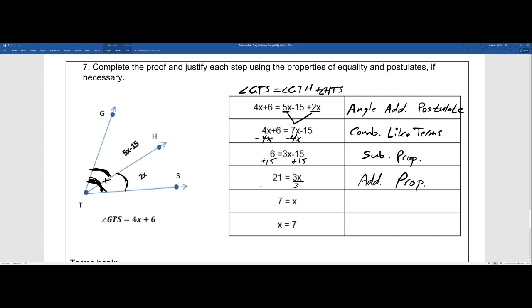Lo and behold, last round, division property to isolate our variable. And then notice how the x was on the right hand side, and then we just do a nice little script flip. Okay, now people say flip, but in reality this is the symmetric property.